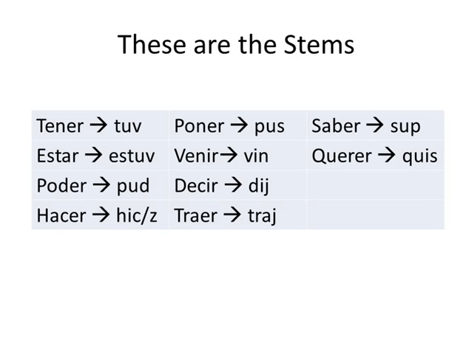Tener and estar are related. Tener is tuv, and then to create estar you simply add an es. Poder is pud, hacer is hic, and we'll talk about that C and Z there in just a moment. Poner is pus, venir is vin, decir is dij, traer is traj, saber is sup, and querer is quis.